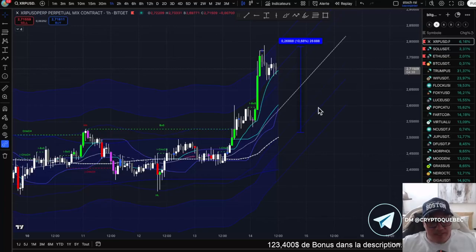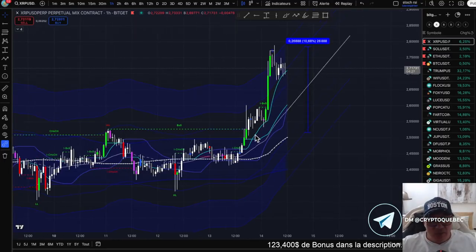A nice little 10%, almost 11% for CryptoQuebec. So we took a trade, I'll explain it today and analyze it. We buy on the way up, which is exactly what happened, and I took this trade on the break of structure that occurred.